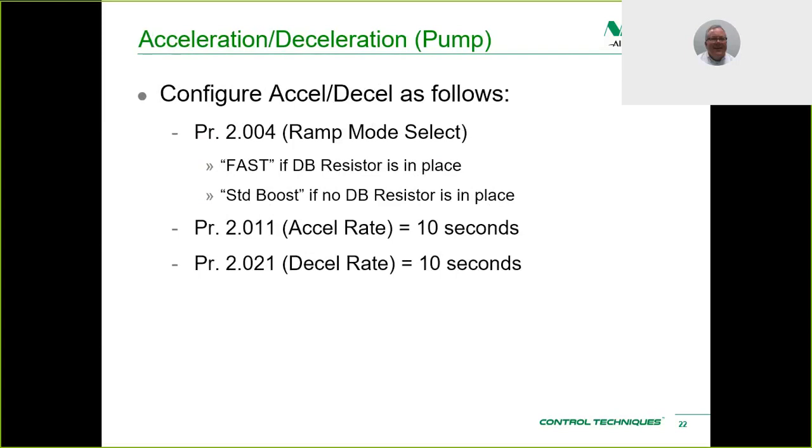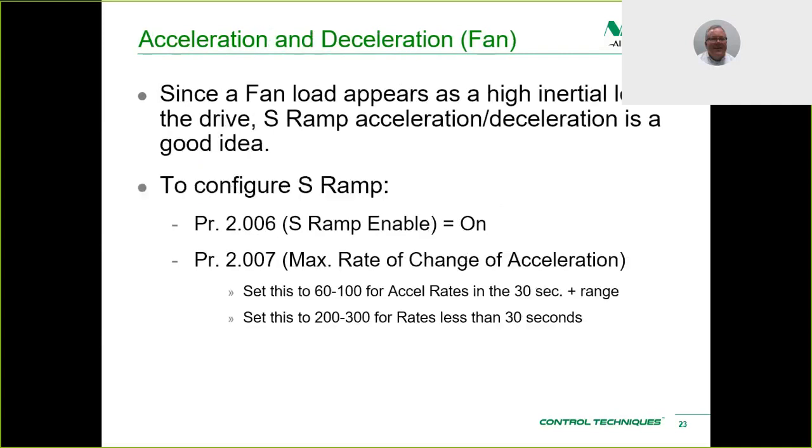What you're going to learn here is that when it comes to PIDs, pumps, and fans, this is all iterative. There are things that you might need to change, and here's one. If you find yourself getting over-voltage trips during accel or decel, the first thing you'd want to adjust is your acceleration and deceleration rates. By no means am I saying that these are the final numbers for accel and decel. This is just where I started. You may need to adjust those.